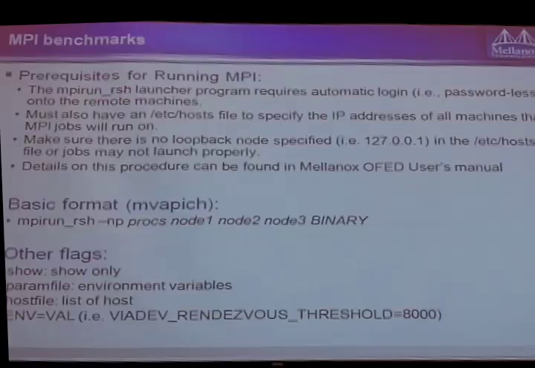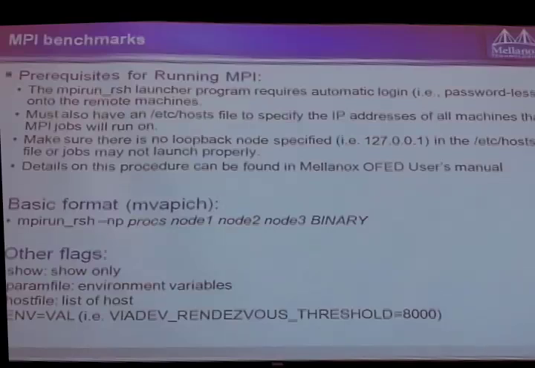So if you want to get MPI running on your cluster, there are some prerequisites. This is actually talking about MVAPICH, and I'm using that as an example. Basically, there's a launcher called mpirun_rsh. This launcher requires automatic login to all the remote machines, so you need passwordless SSH access to the machines. You need an /etc/hosts file to specify the IP addresses of all the machines. And then basically you're ready to launch MPI jobs on your cluster.